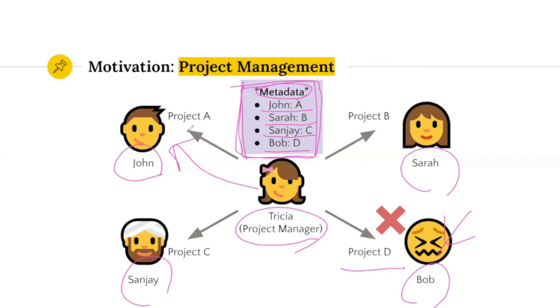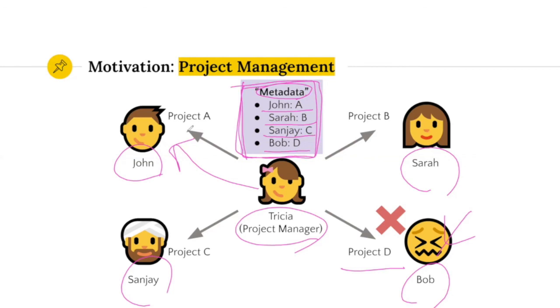So Trisha says, well, John, Bob had a car accident last night, and he won't be able to work on Project D for a while. Can you actually take care of Project D on behalf of Bob? And now John thinks, yeah, that's it. I knew there was something fishy.